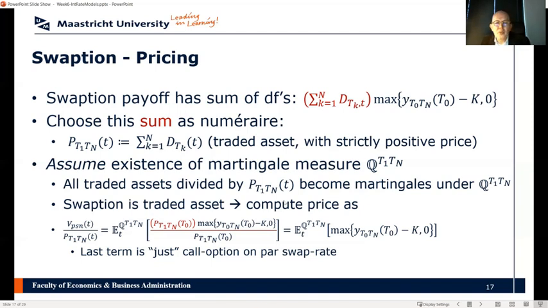So this was the reason I was pushing on this fact that we are not taking a discounted expectation, we are taking a martingale expectation of a payoff relative to a numeraire. And here we are using already a quite fancy numeraire, where we are using the sum of discount factors as a numeraire. So now we have to compute this expectation here, this y minus k.